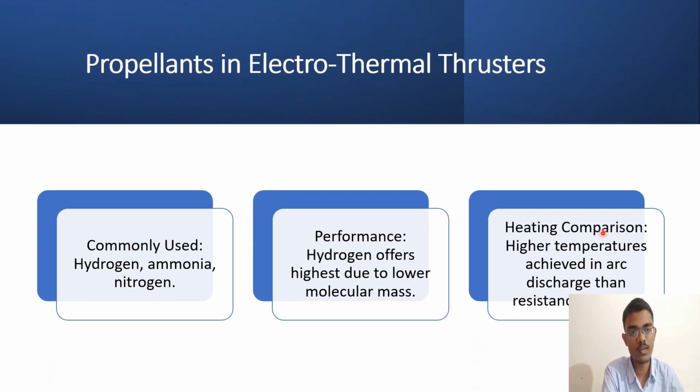Next, propellants in electrothermal thrusters. Commonly hydrogen, ammonia and nitrogen are used as propellants. For performance, hydrogen offers the highest due to its lower molecular mass. As the mass of hydrogen is lower, it can give the best performance. Heating and compression: higher temperatures are achieved in arcjets.